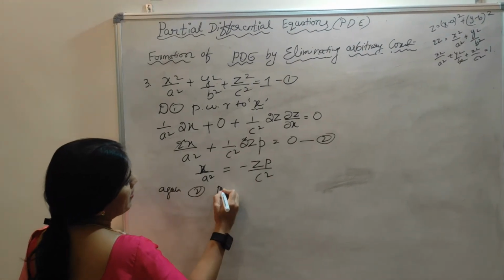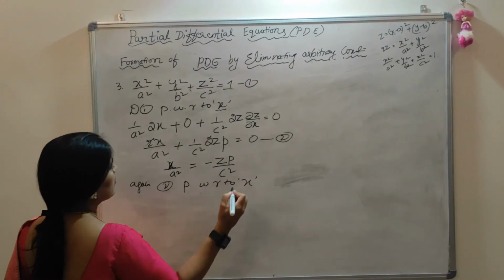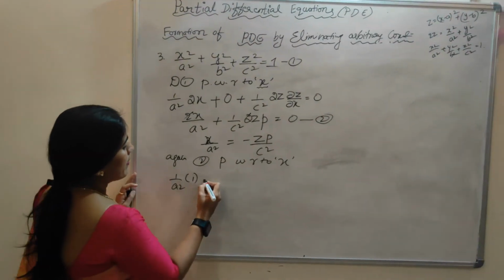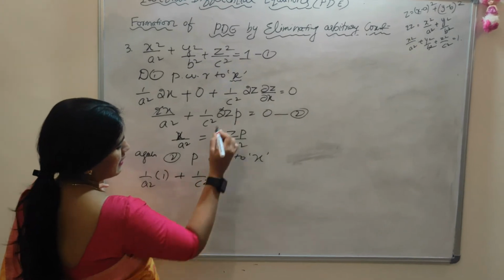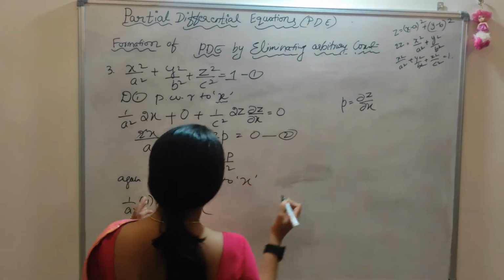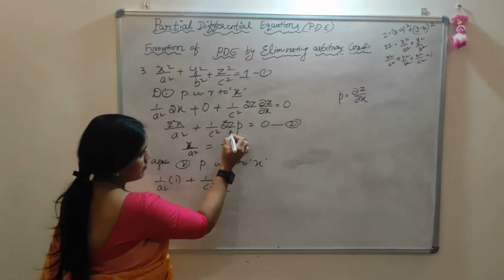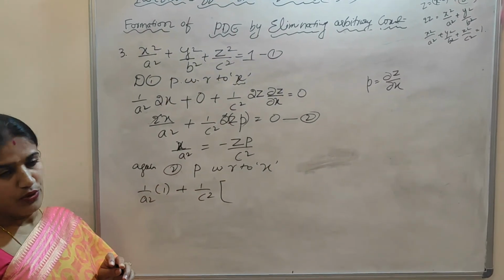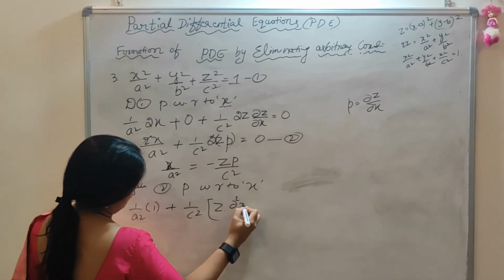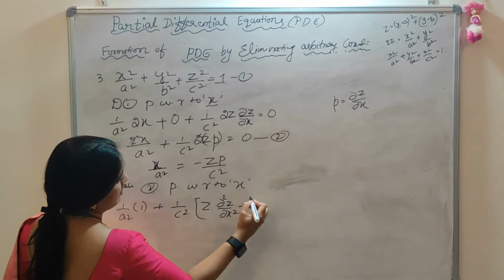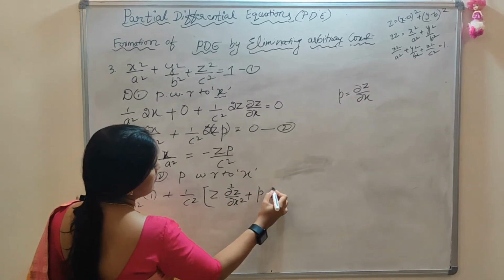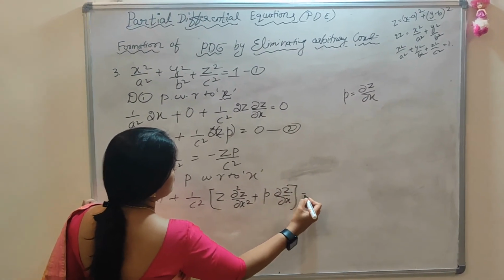Again differentiating equation 2 partially with respect to x. Okay, 1 by a square, x differentiation is 1. Then plus 1 by c square, z into p. We can observe that p means dou z by dou x, and z is a function of x and y, so here we have to apply the product rule. Z into p gives dou square z by dou x square plus p, otherwise you can write dou p by dou x, that is also okay, p into dou z by dou x is equal to 0.